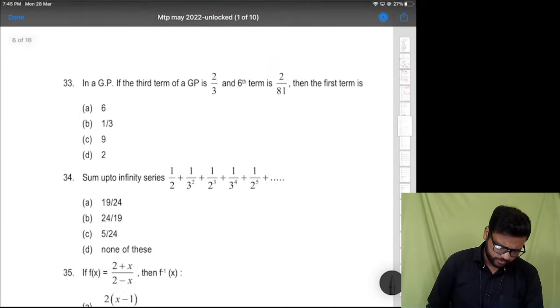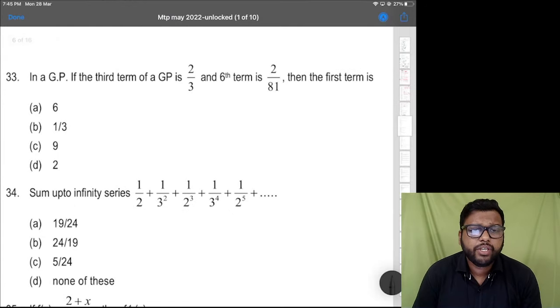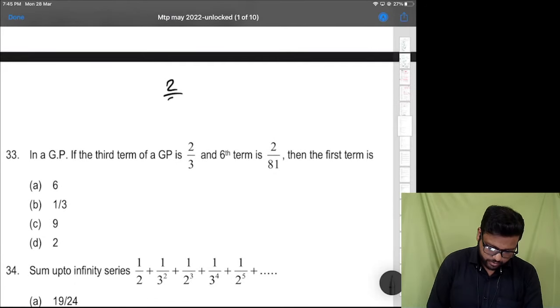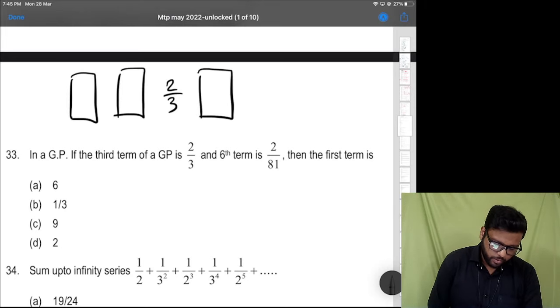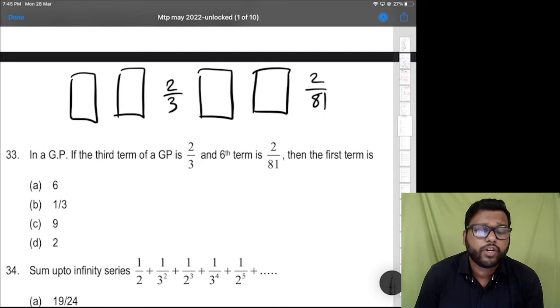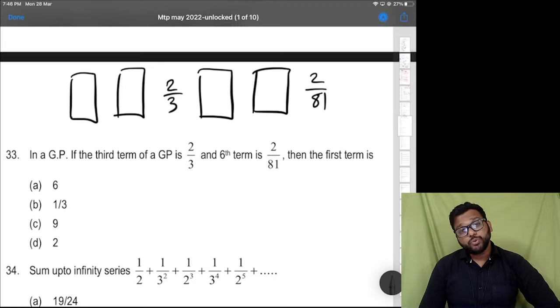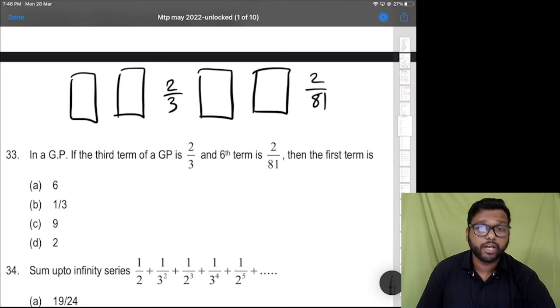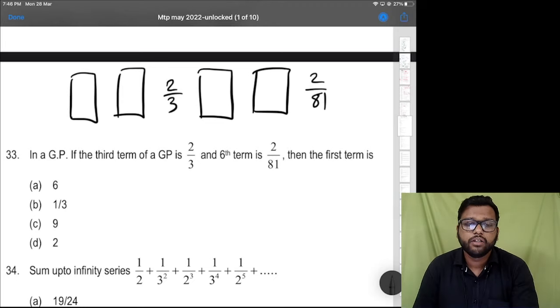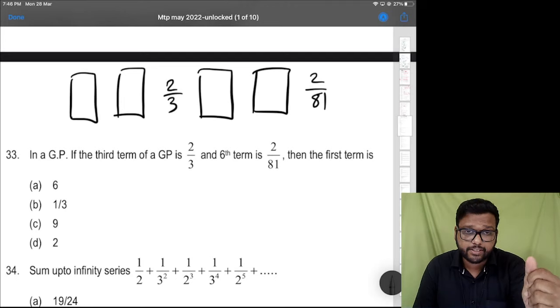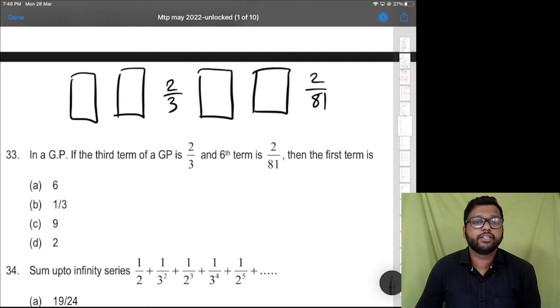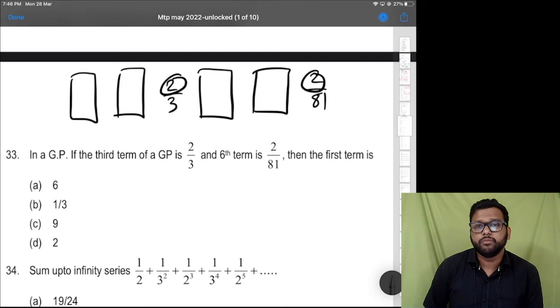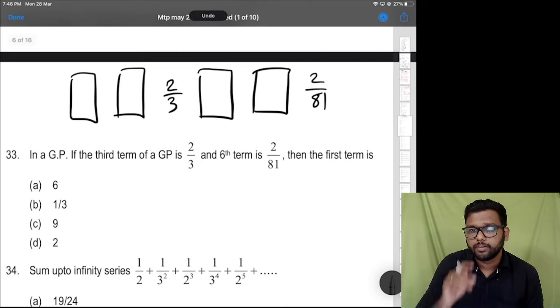Okay. Next. In a GP, the third term is 2 by 3 and the sixth term is 2 by 81. Then what is the first term? Now you can solve by formula. You should solve by formula. But if in the exam it clicks, then you should solve by logic. Understand? This 2 is remaining the same. That means there is no change in the numerator.